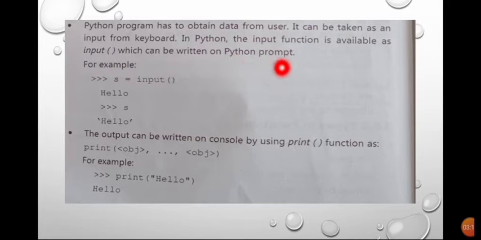For example, s is equal to input. So s is nothing but the input. It can be written in a Python prompt in this manner. Then hello, and you have this output. The output can be written on the console by using the print function. So whenever you want to see the output in Python, you have to use the print function: print object 1 up to object n. For example, print hello. After executing this print function, the word hello is displayed on your monitor.